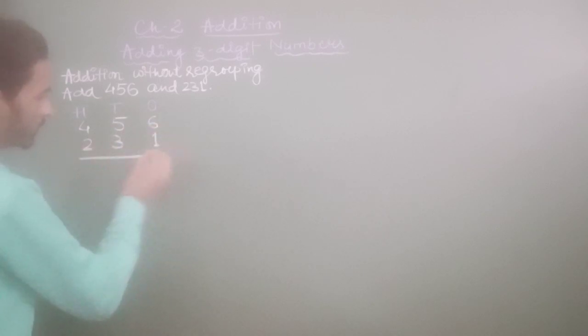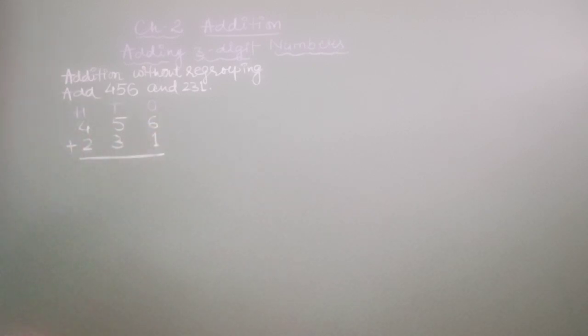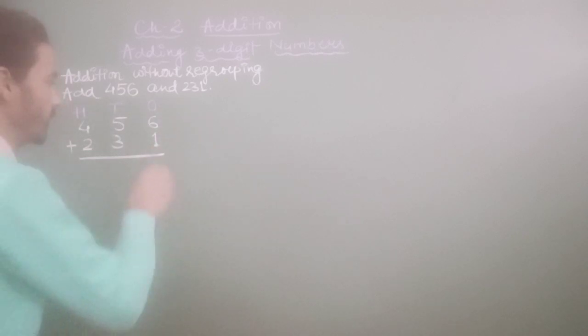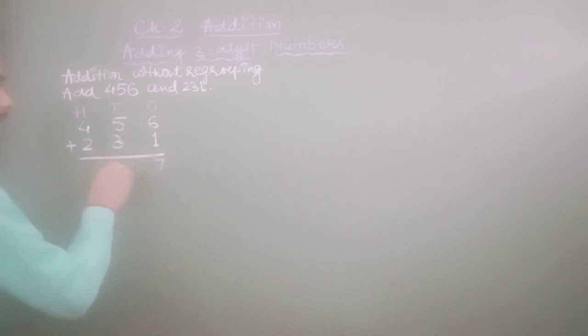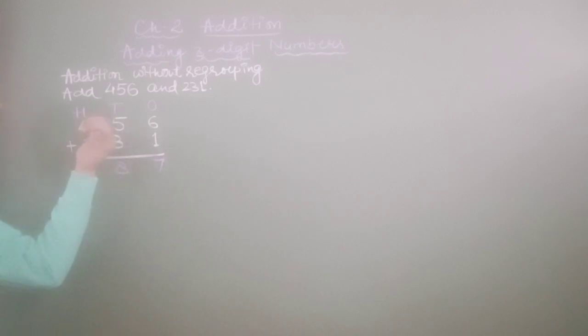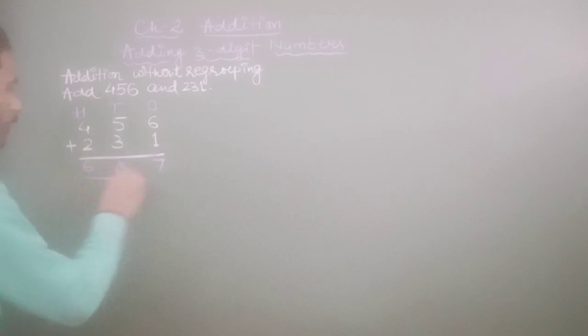In the ones place, in the first step, add the ones: 6 ones plus 1 one is 7 ones. In step 2, add the tens: 5 tens plus 3 tens is 8 tens. And in step 3, add the hundreds: 400 plus 200 is 600. So the answer is 687.